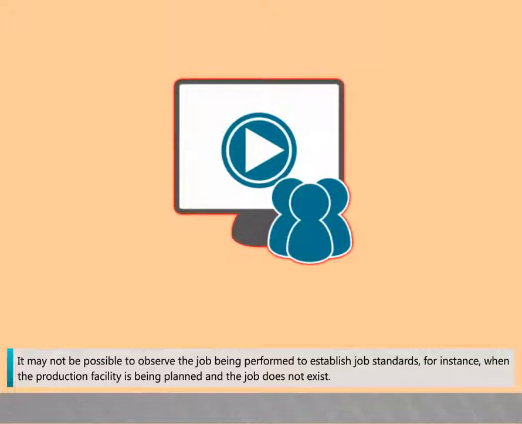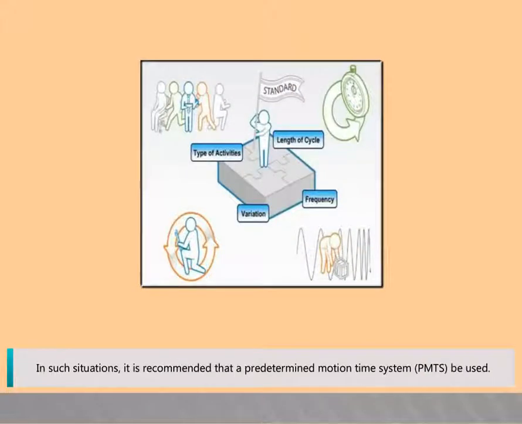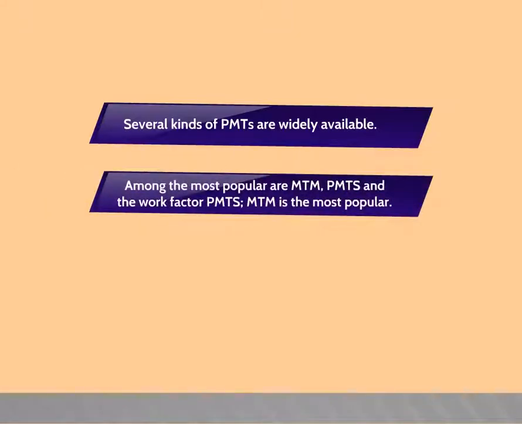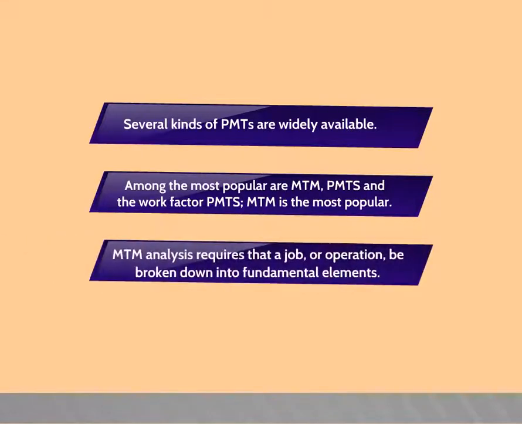It may not be possible to observe the job being performed to establish job standards, for instance, when the production facility is being planned and the job does not exist. In such situations, it is recommended that a predetermined motion time system, that is PMTS, be used. Several kinds of PMTS are widely available. Among the most popular are MTM, and the work factor PMTS. MTM is the most popular.